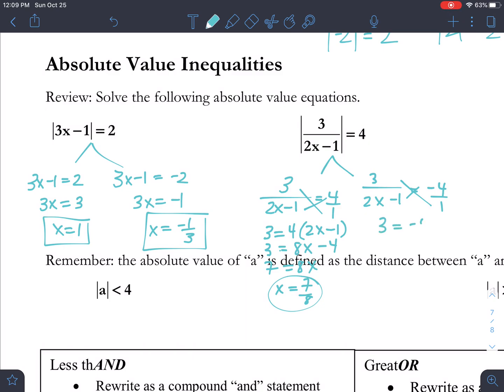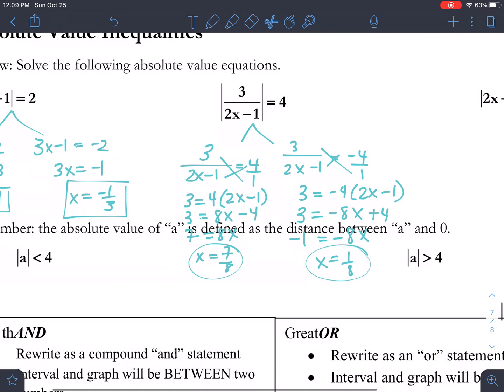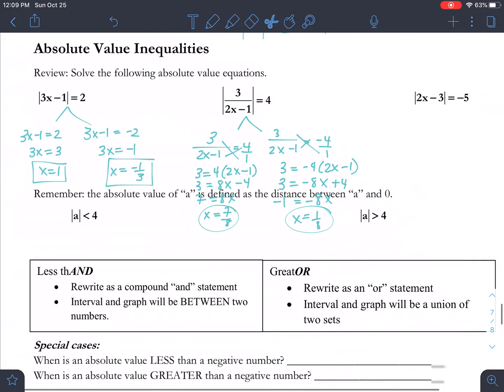3 is equal to -4 times 2x minus 1. 3 is equal to -8x plus 4. So if we subtract 4, -1 equals -8x. X is positive 1/8. All right, let me shrink that down. Sorry about sizing there.